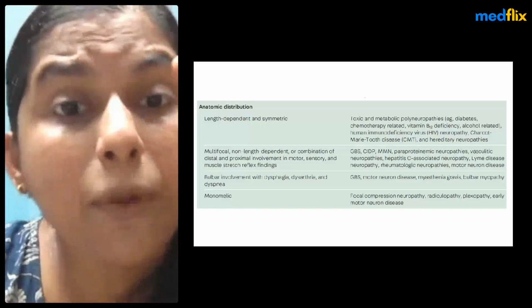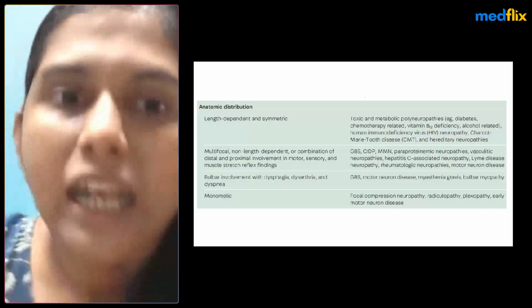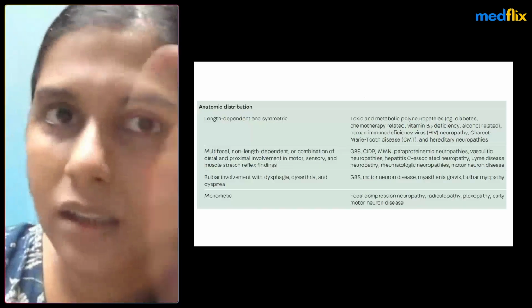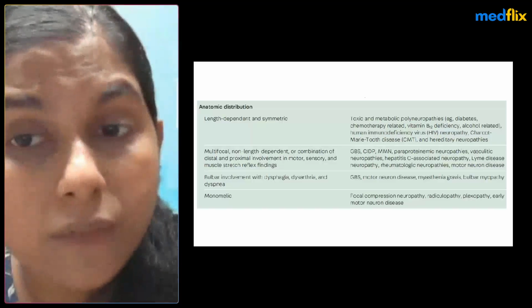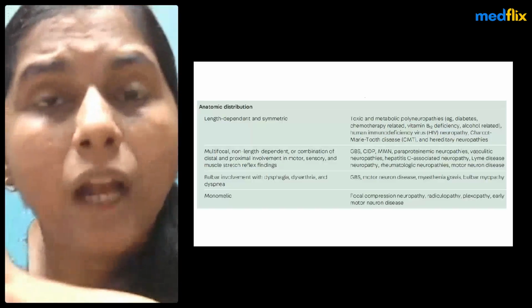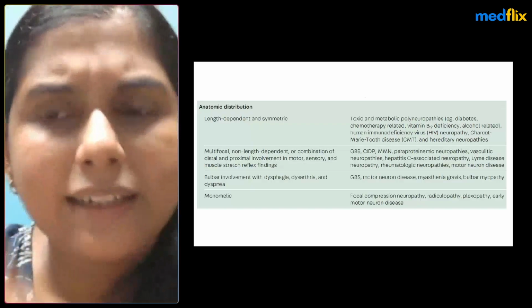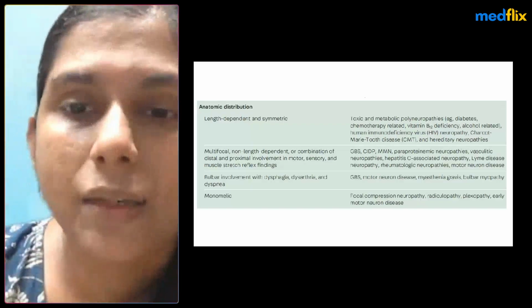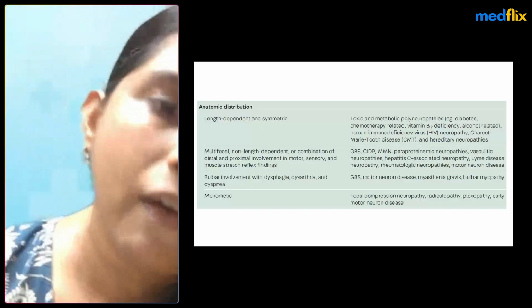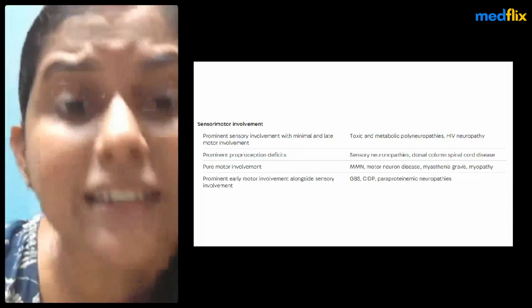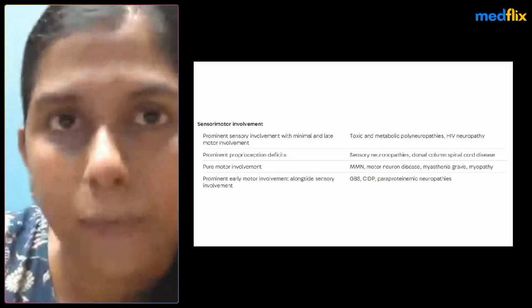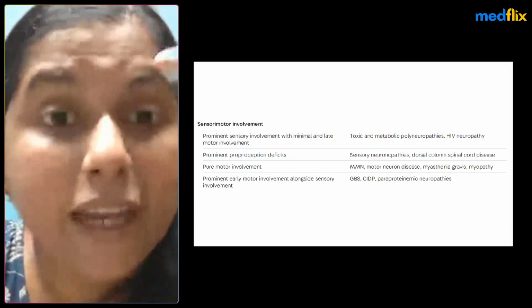If we are talking about the anatomical distribution, here we have length dependent, again, the garden variety complaints, garden variety causes. We have the multifocal ones, wherein here comes the leprosy and the vasculitis and even diabetes. Bulbar involvement, we have to consider GBS. Monomelic variant, it is focal compression. And then if it is sensory motor involvement, depending on the pattern of fibers here.